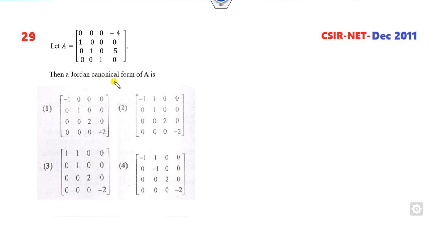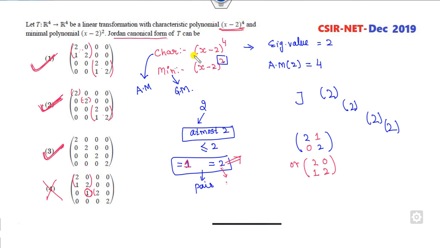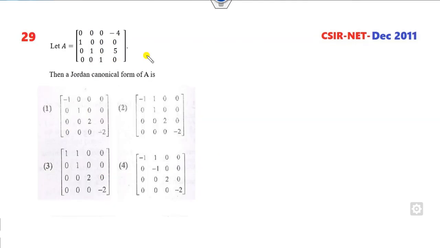Again you have to write the Jordan canonical form, but in this example, you can see that in the previous case the characteristic and minimal polynomials were given, but in this example it is not given. So you have to write the characteristic polynomial and the minimal polynomial. One way is you can start from A minus lambda I, but what is the shortcut trick for you? Look at the diagonal values.